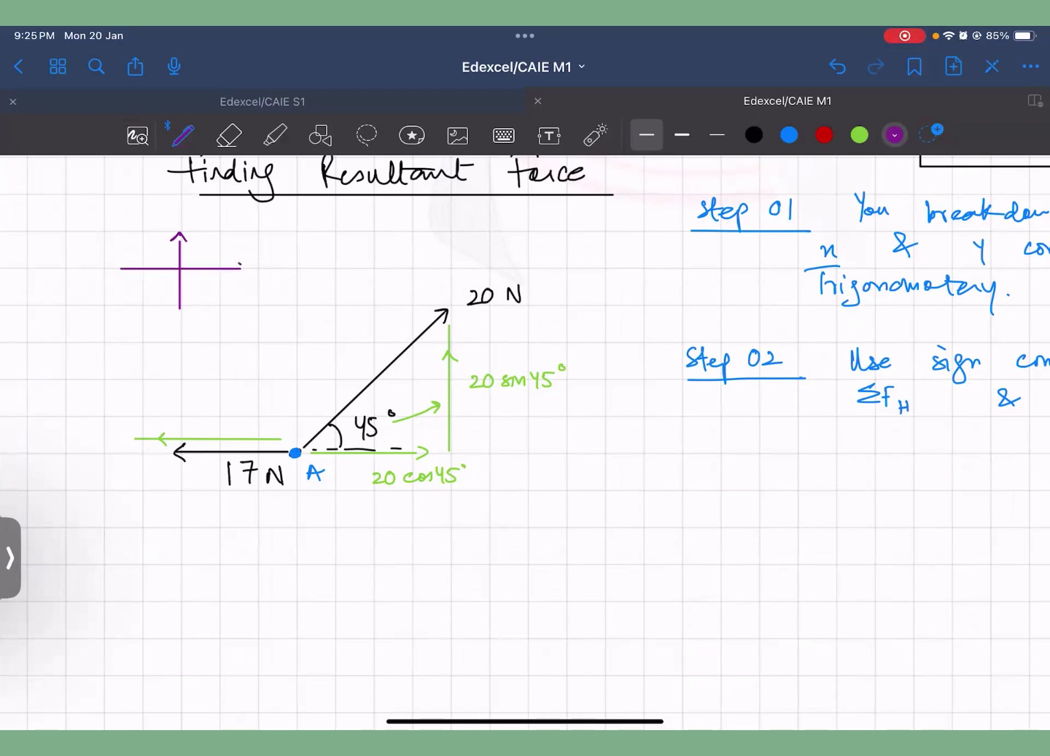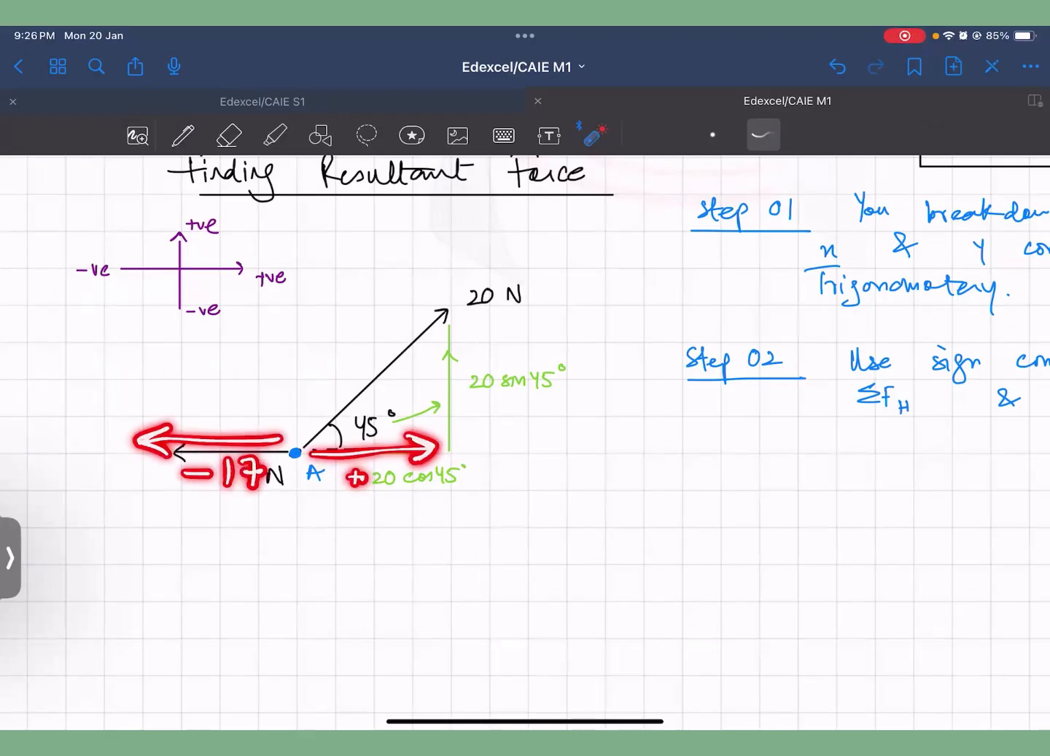To the right side, you take all values to be positive. To the left side, all values negative. Upside, all positive. Downside, all negative. So for all of the arrows, I would take this component as positive 20 cos 45 because it is going to the right side. But this one, I would write minus 17 because it is to the left side. So I use the sign convention.